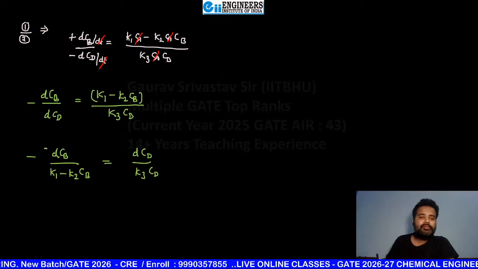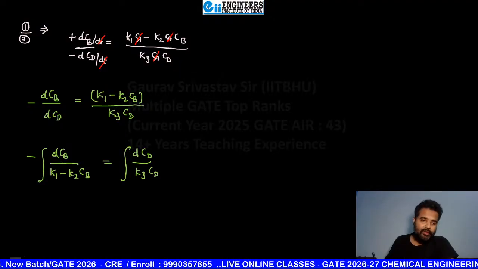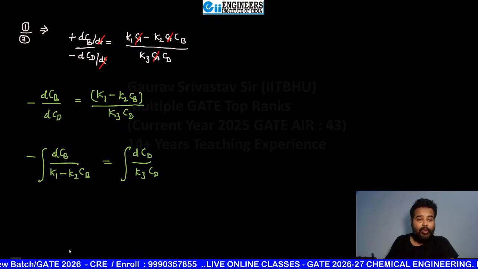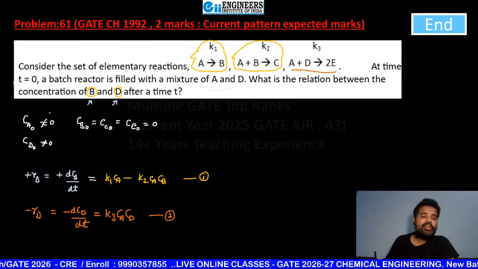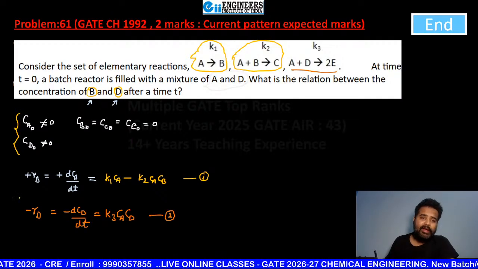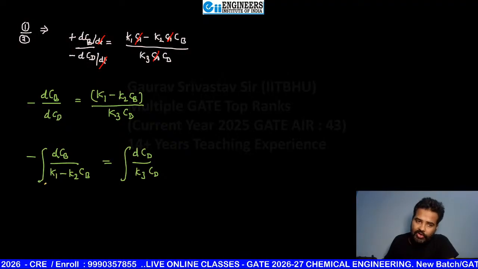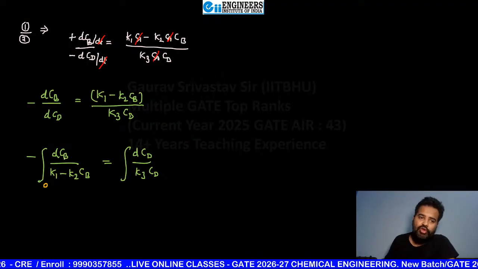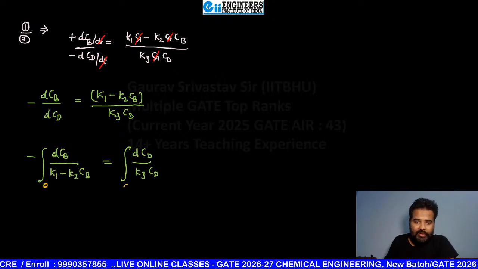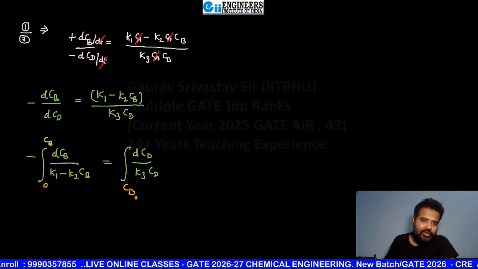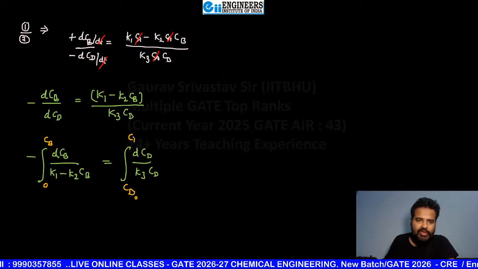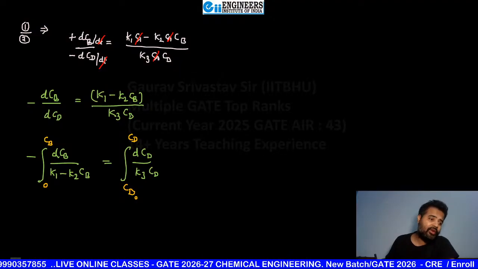Now just integrate. Now you have to take limits. Limits are very, very important. Was there any initial B? No. Initially you are feeding only A and D, so B is not there. So the initial limit is 0. At time t equals 0, Cb is 0, but Cd is Cd naught. Limits are very, very important. After time t, the concentration is Cb and the concentration is Cd. Now you just have to solve this, and you will get your final answer.